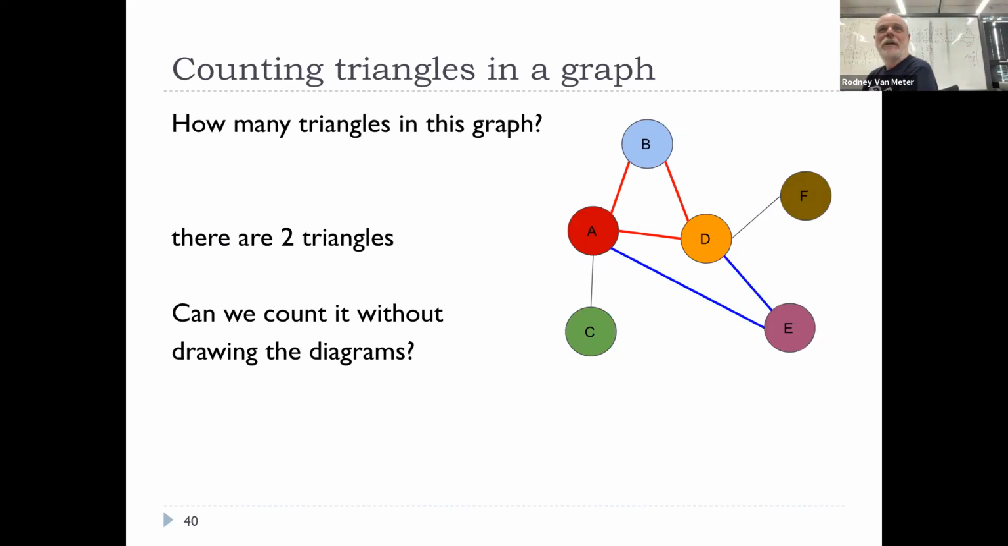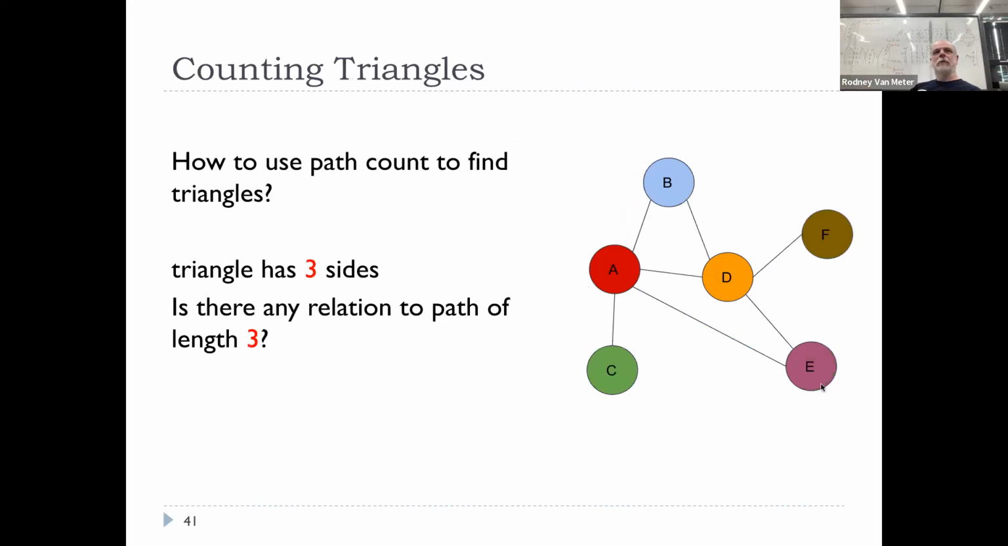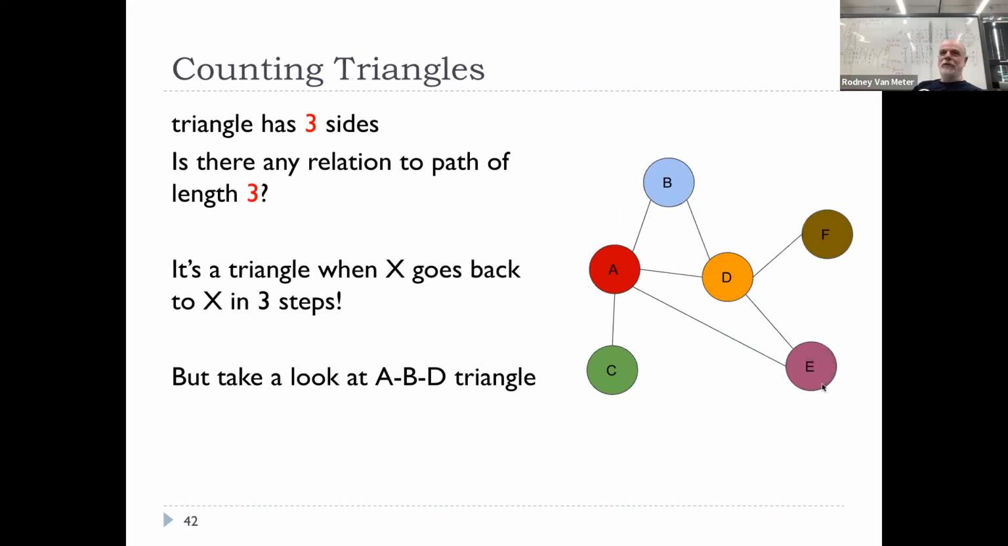Can we count this without drawing all of these pictures and then figuring out how many red and how many blue and how many green triangles we've got and actually literally counting them by drawing this all out? Well, this is actually really interesting. A triangle has 3 sides. Is there any relationship to a path of length 3? Well, a triangle would be a path where you start at some node X, and after 3 steps, you end up back exactly at X.